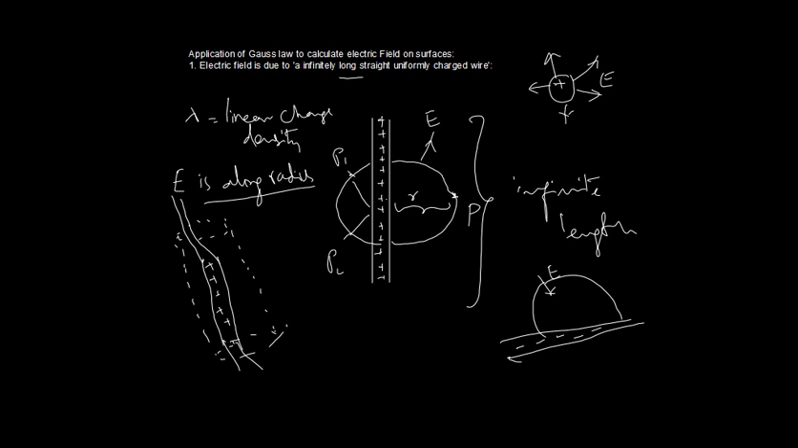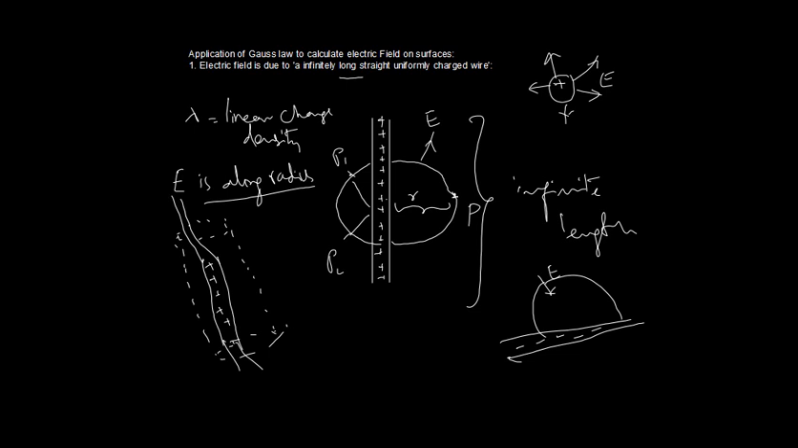Using the Gauss law, derive an expression for electric field intensity, or E. That is how the question will be. Now the first case is the electric field due to an infinitely long straight uniformly charged wire. This is that uniformly charged wire, and we are trying to find out at a point P how much the electric field is. It is of infinite length.